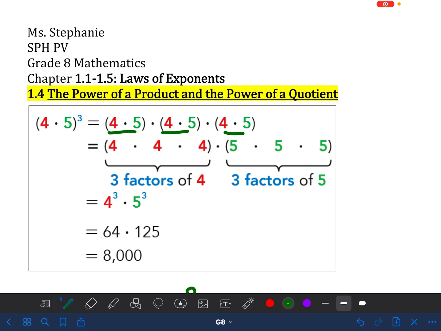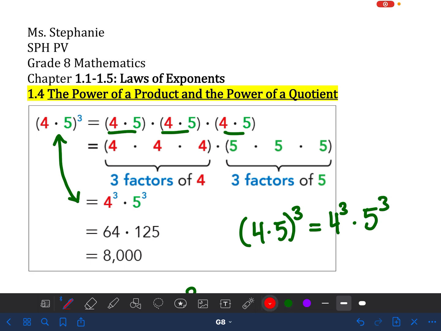So in other words, we know that 4 times 5 to the power of 3 means 4 cubed times 5 cubed. In other words, if you have the same exponents, different bases, and you're multiplying, you can just do this: the bases multiplied by each other to the power of their exponent.